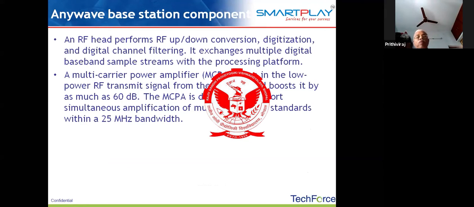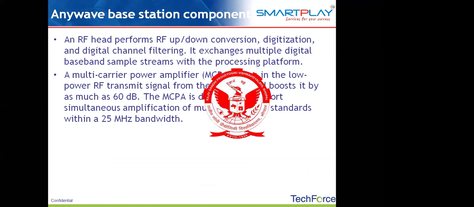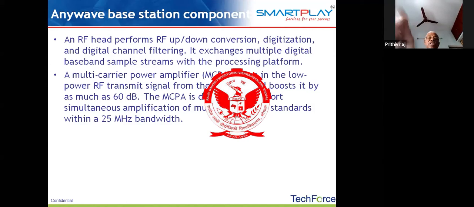So what does this do? We have to talk a little bit about the RF head. The RF head, what does it do? It performs RF up/down conversion, digitization, and digital channel filtering. It exchanges multiple digital baseband sample streams with the processing platform.